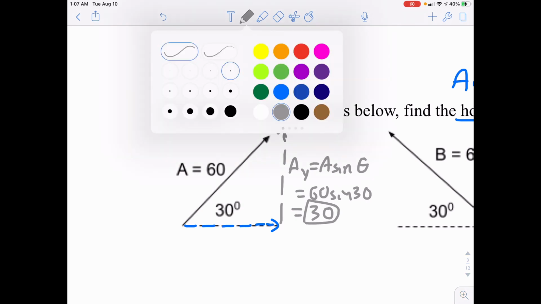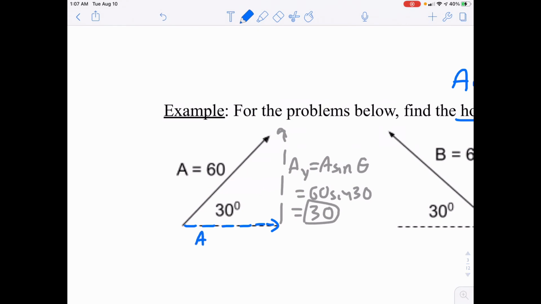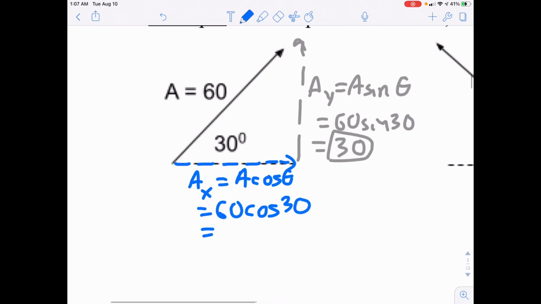Now for the blue component, the horizontal one, this is A in the x direction. This would be A times the cosine of 30 degrees. So it's going to be 60 cosine of 30. Plug that in your calculator. Remember, those of you with backwards calculators, remember to go 30, take the cosine, then times 60. So 60 cosine 30 is roughly about 51.96. So it's around 52.